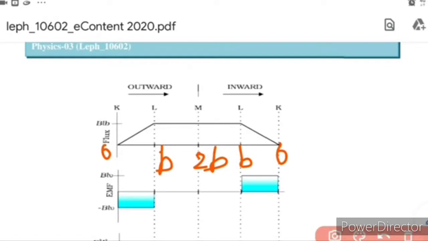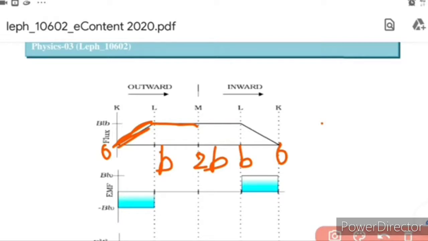So in the first case, as we said, from 0 to b there is change in magnetic flux, that is BLx. So that is why we have a straight line graph like this. And when x equal to b, it becomes BLb, and thereafter when it is moved from b to 2b, the flux remains the same, that is BLb. So that is why the graph is parallel to the x-axis.